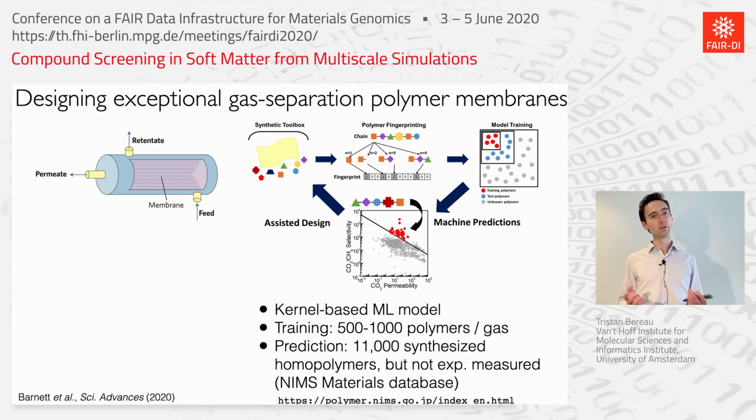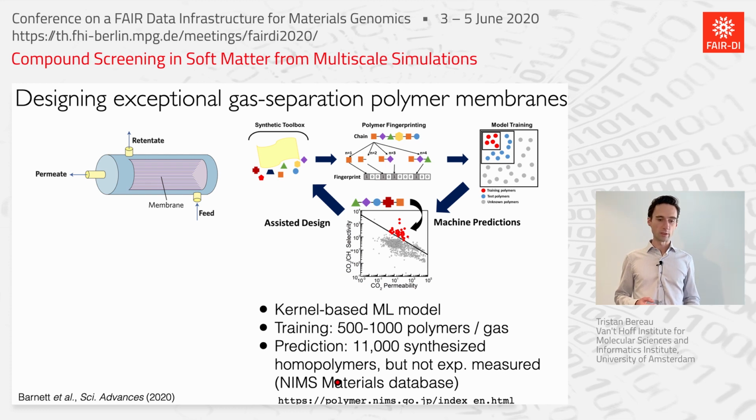So we encode these homopolymers with a fingerprint. This is something that's often used in drug design. You try to represent different chemical groups by their interactions along the chain, and then you encode this with a bit string. We then take a number of polymers for which we have experimental data, train the model, and then apply it to a larger data set.